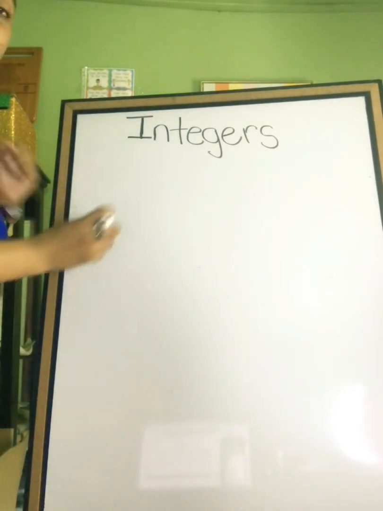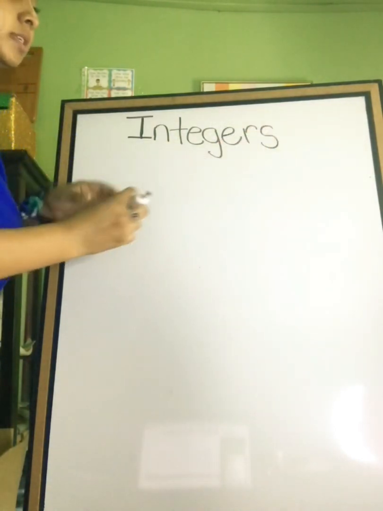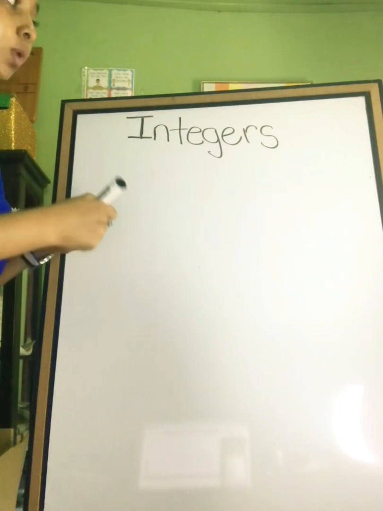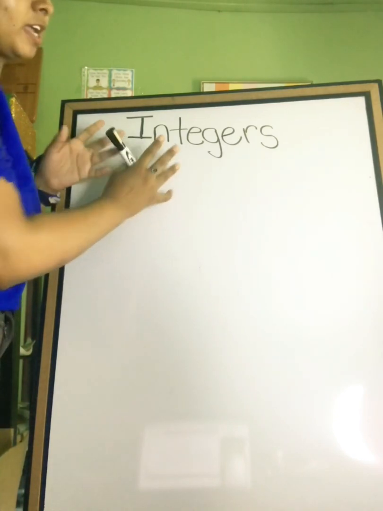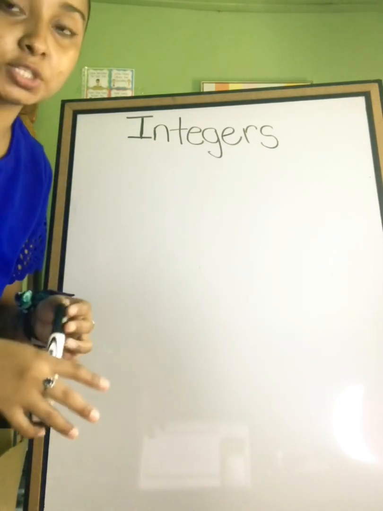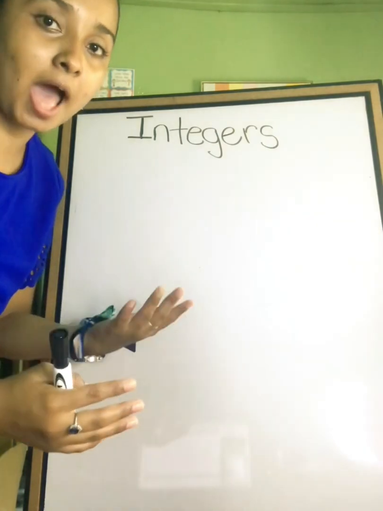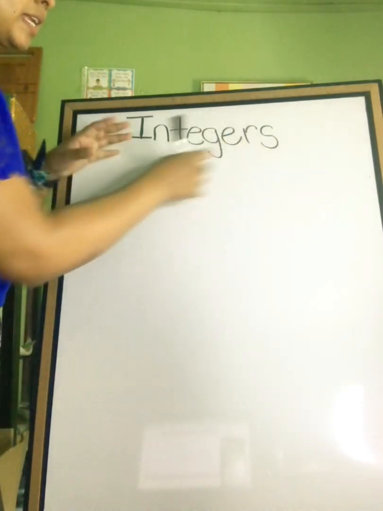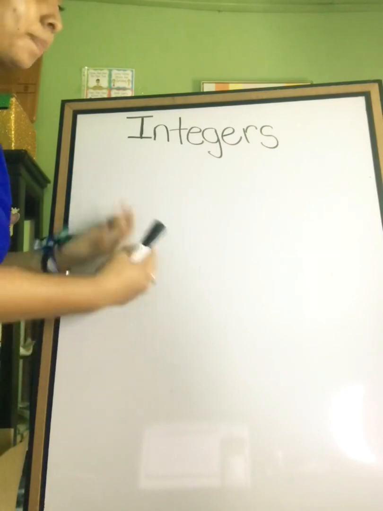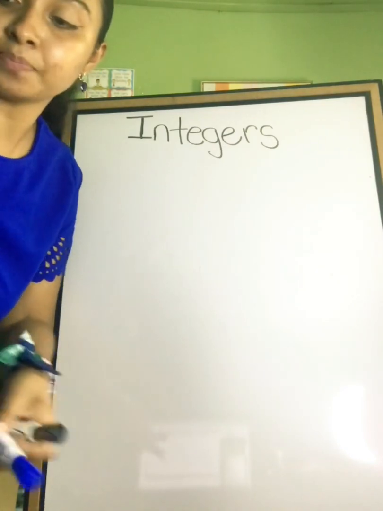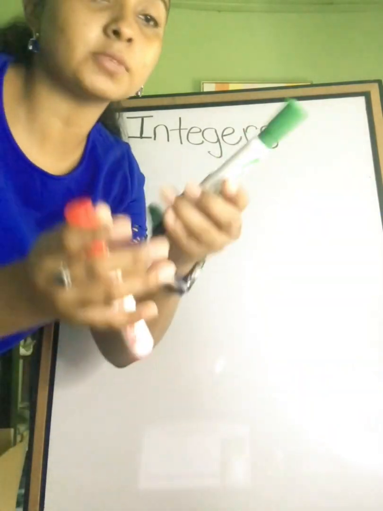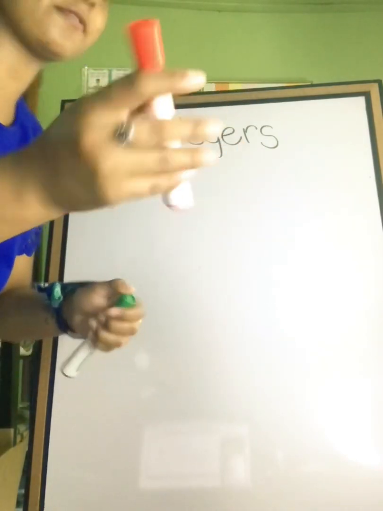So we're looking at integers, and if we would research what are integers, we would say integers are whole numbers, and integers are whole numbers that can either be negative or positive. So I'm going to be using green for positive and red for negative.